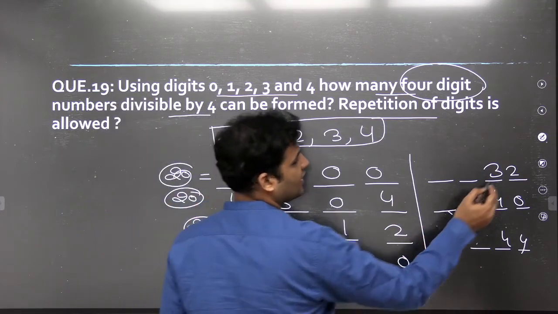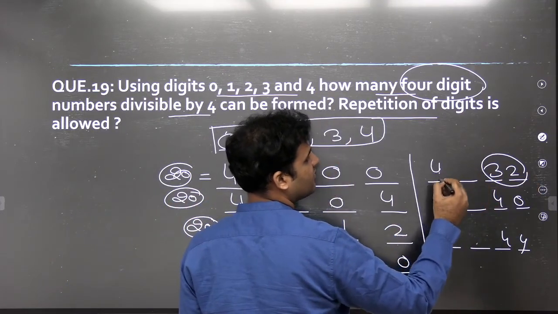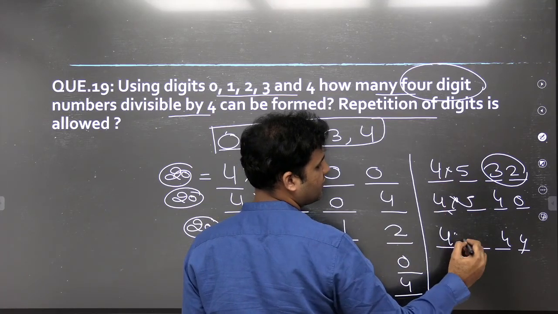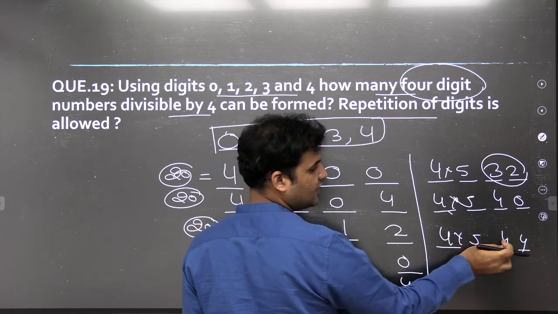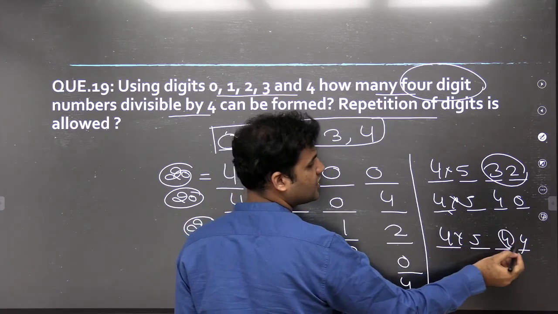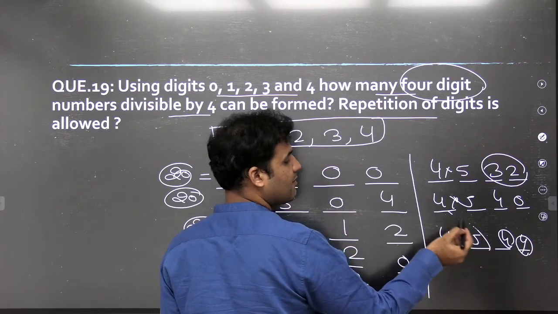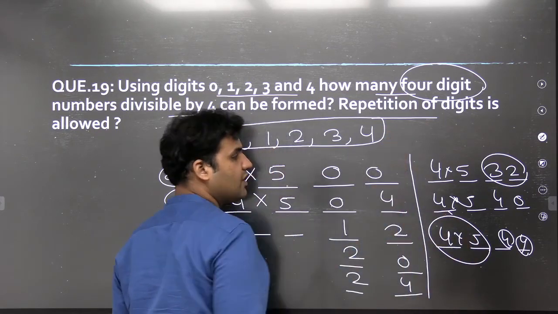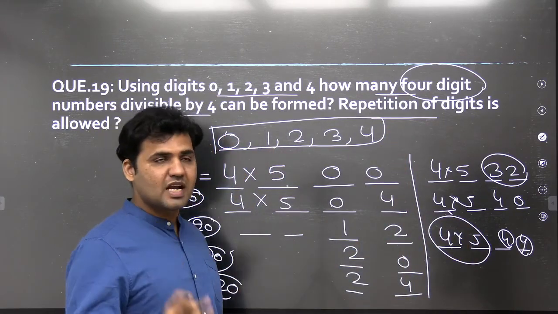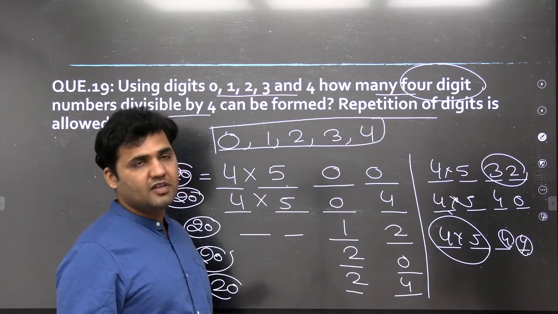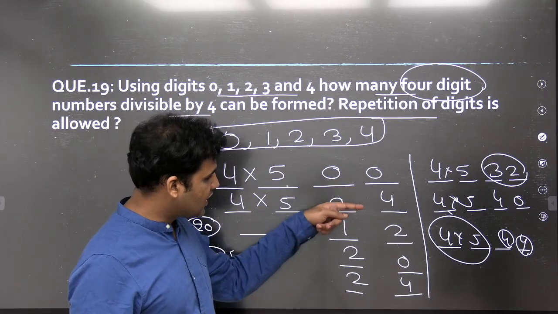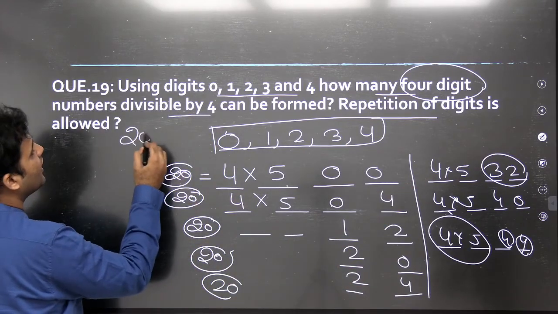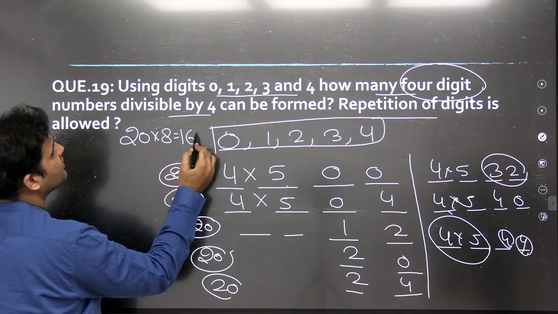But you can also cross check if 32 is coming over here. This place can be filled in 4 ways, 5 ways. Do not confuse these numbers with the digits. These are the digits which we are placing, and these are the number of ways in which the digits can be placed. 4 into 5, 20. So in every one possible case, we are able to make 20 numbers which will be divisible by 4. And there are how many cases? 1, 2, 3, 4, 5, 6, 7, 8. So there are 8 cases. 20 into 8, that is 160 will be the answer of the question.